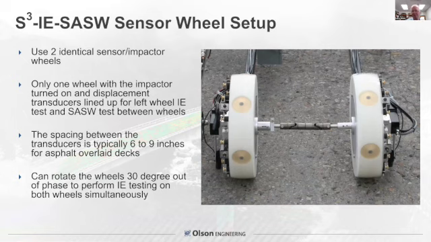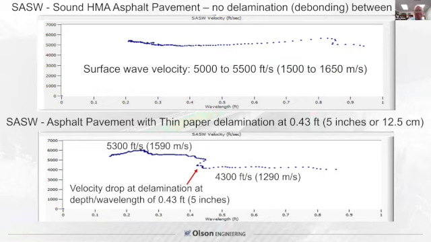This just shows a back view of the sensor wheels. You do line them up for the surface wave scanning. And we found that surface wave velocity in a good section with no debonding was nominally 5,000 to 5,500 feet per second at wavelengths from 0.2 of a foot to 0.8 of a foot. Well, they put in a thin paper delamination. They also used dust, but the velocity dropped from 5,300 feet per second at a wavelength of 0.43 feet or 5 inches to 4,300. That was the depth at which the debonded asphalt was created.